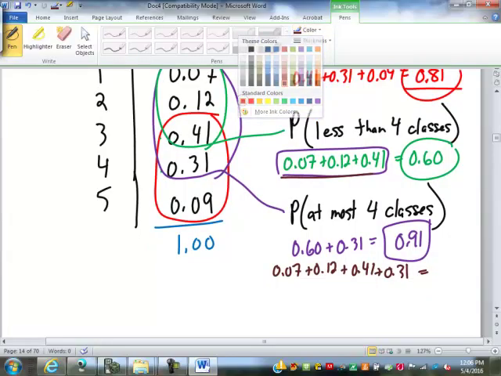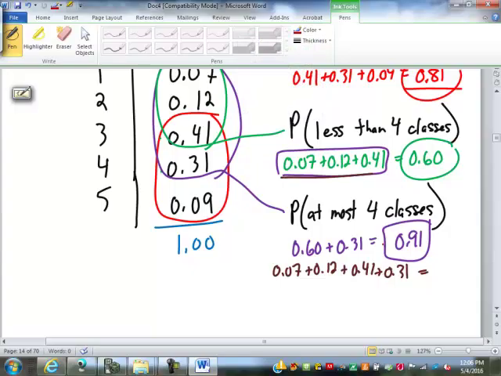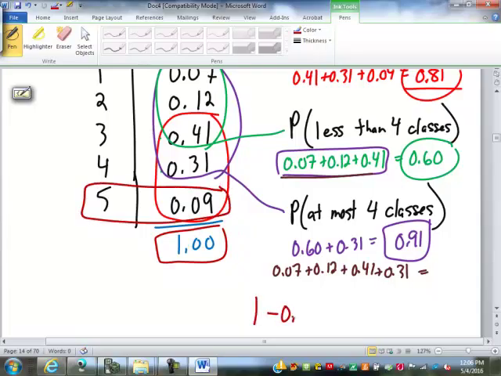The other way I could have done that to quickly calculate it is I know that the whole distribution adds up to 1. So at most 4 classes, the only one that's not in there is the 5. So I could have just done 1 minus 0.09 is 0.91. So the probability of having at most 4 or less, is another way I could have worded that, is 0.91 because it includes everything except the 5. So we just subtract the probability of 5 out of the whole probability of 100% or 1.